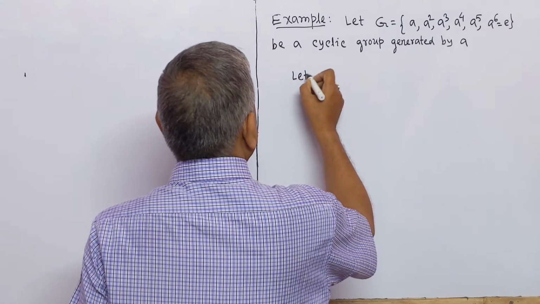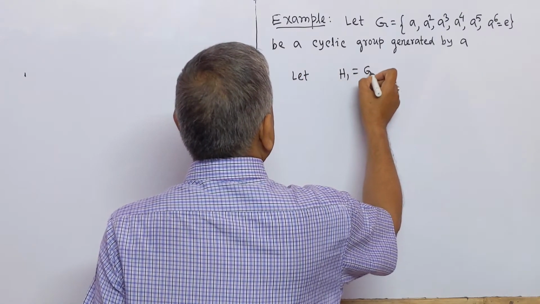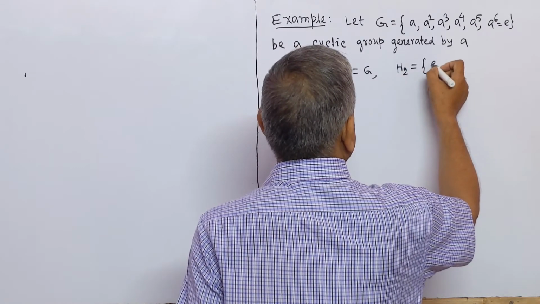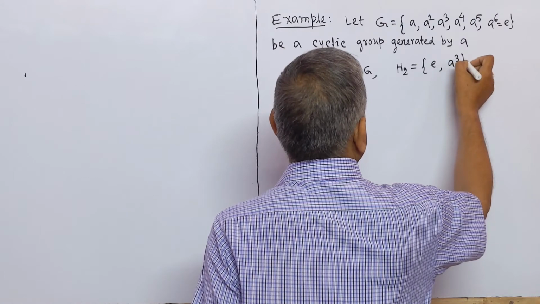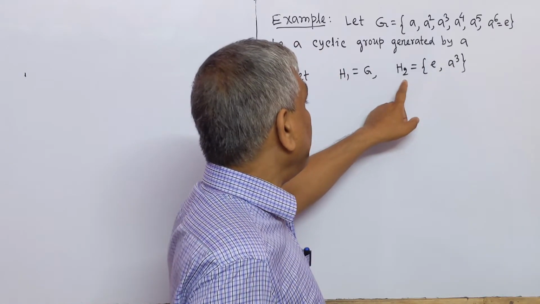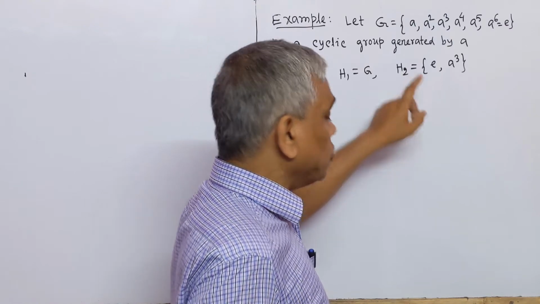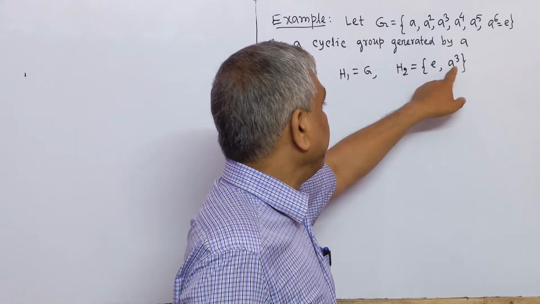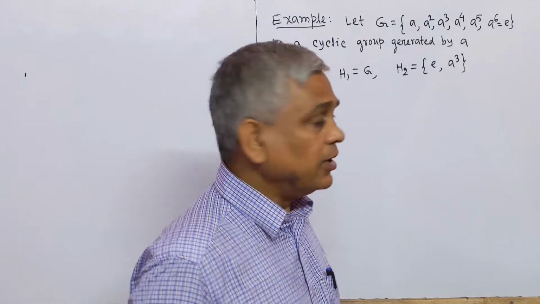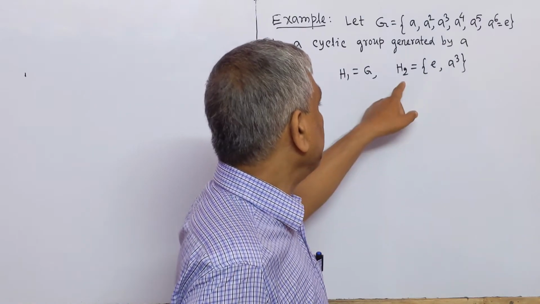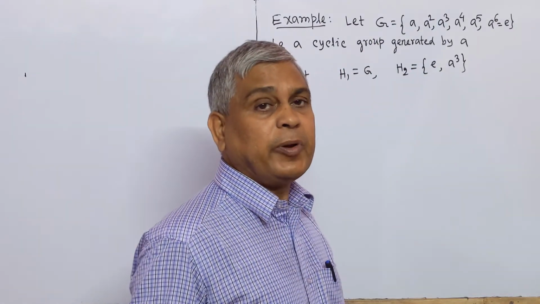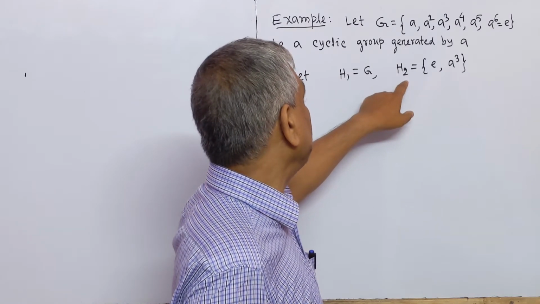Let H1 equal to G and H2 equal to the set containing elements identity element E and A cube. Here we see that A cube is the generator of the group H2 because A cube operation A cube equal to A to the power 6 equal to identity element. Here we get identity element. So H2 is a cyclic subgroup of G. Hence it is a normal subgroup of G. That is, H2 is a normal subgroup of H1.